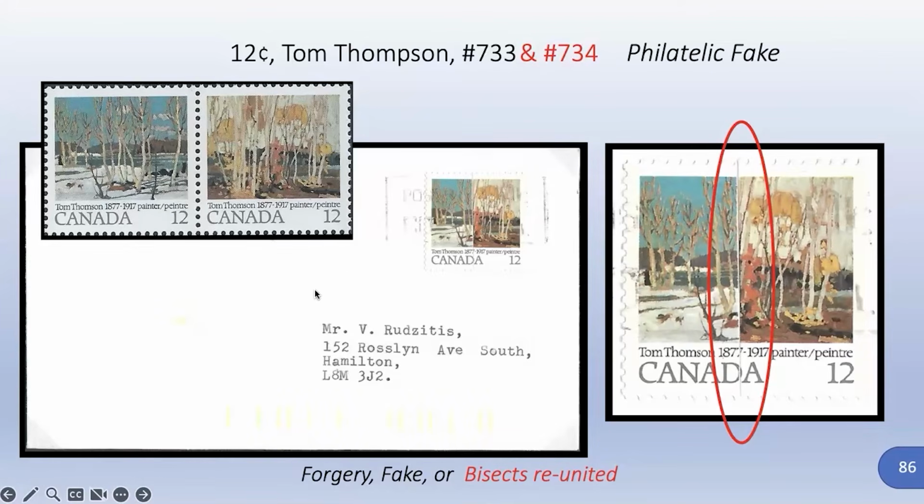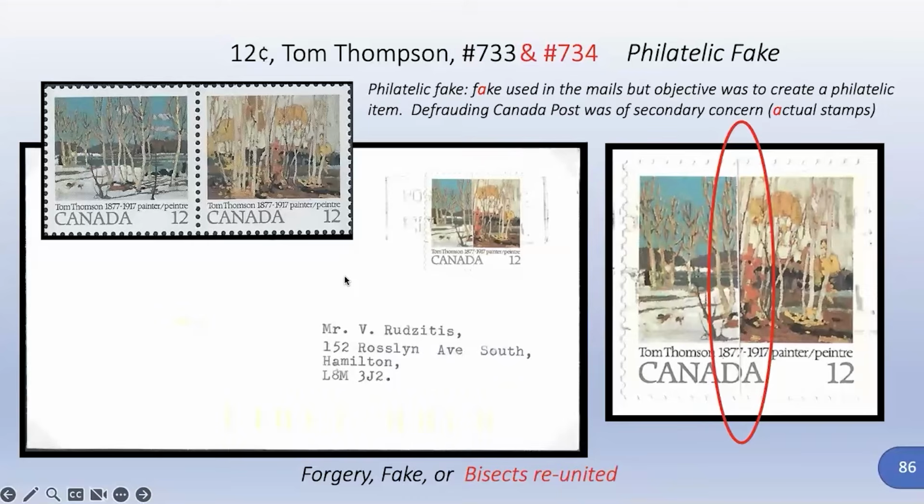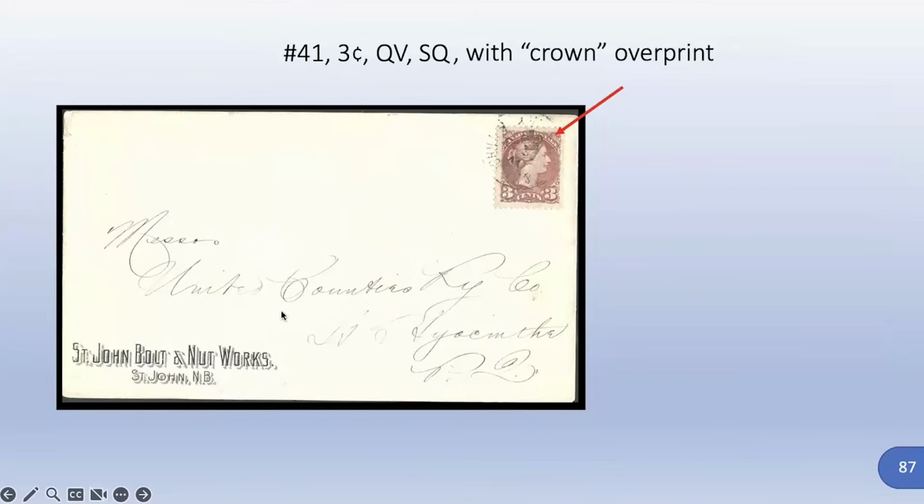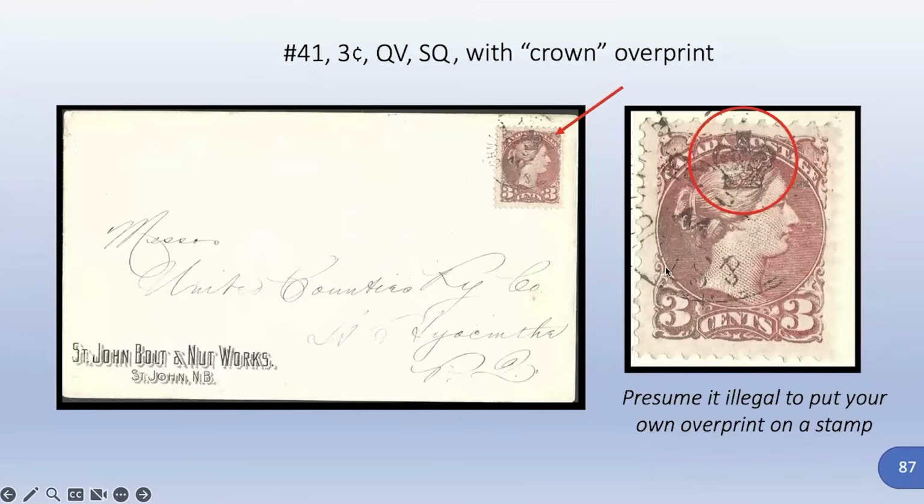Rudy did other things too. Philatelic fake, I guess. He used actual stamps, but to create a philatelic item. Here's an interesting one, the crown overprint from an old 3-cent small queen. Some loyalist felt very passionate about the crown and felt that Queen Victoria on this stamp from the 1880s, 1890s, should have a crown. So they put that on. I presume it is illegal to put your own overprint on a stamp, but it went through the mail anyway.